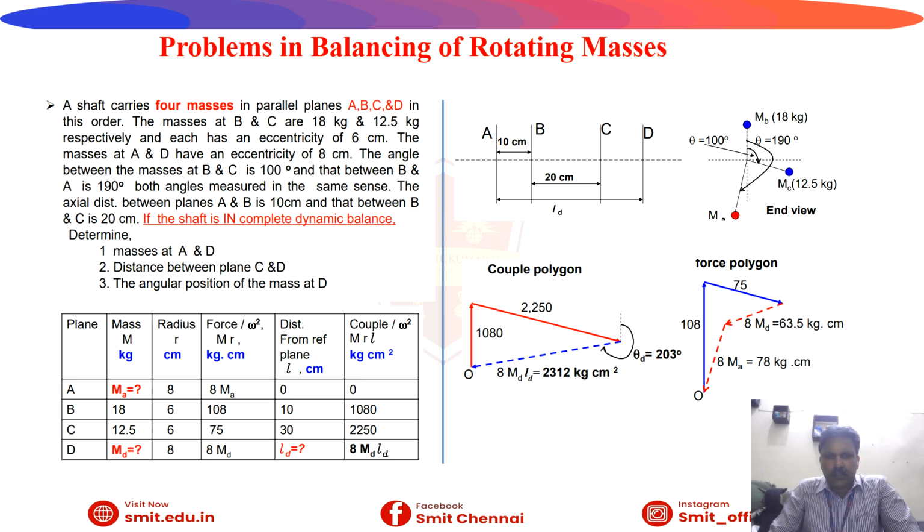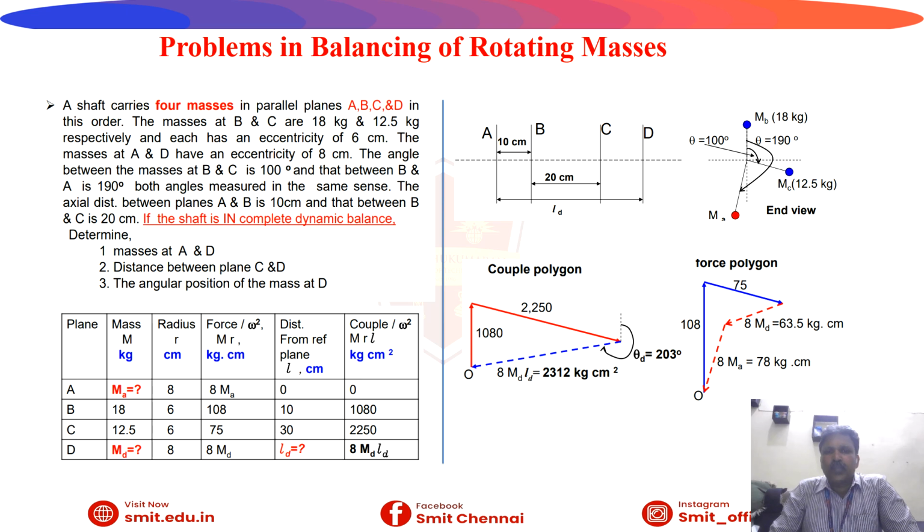Now it is noticed various values. What are the various values? Radius is given 8 for MA and the distance is 0, 0 because A is a starting point, it is having no distance. Then B is followed by 18, given in the problem. Radius is also given. Then 108, we have to multiply the M into R. You will get 108 and the distance from the reference plane is 10.